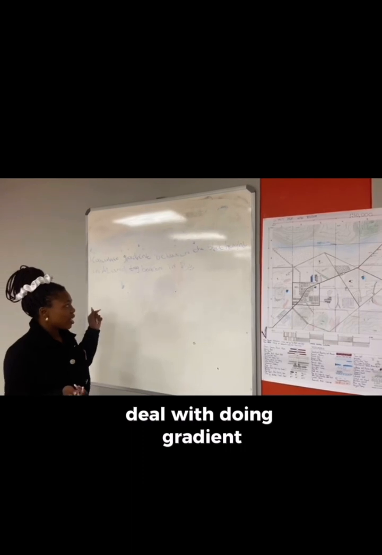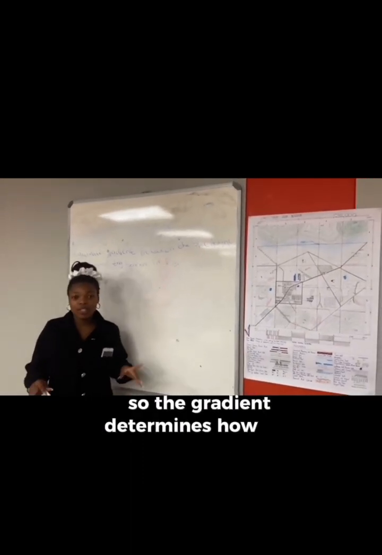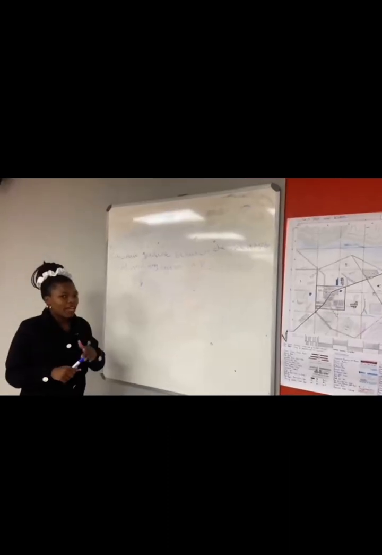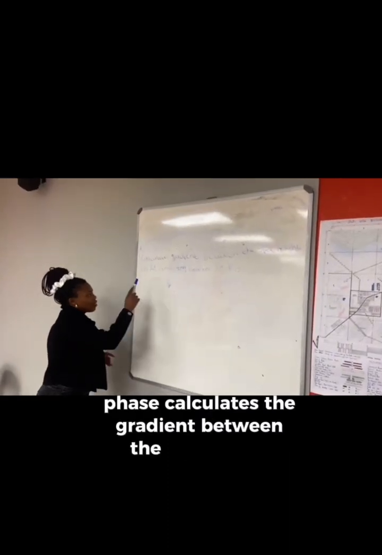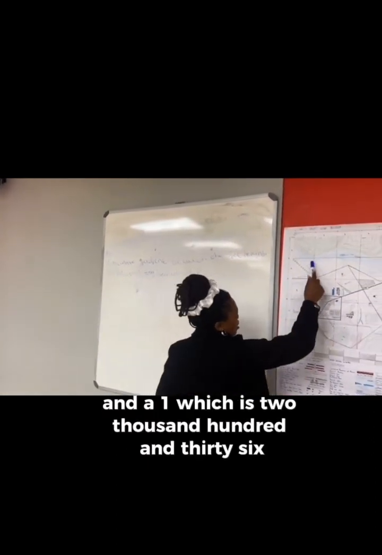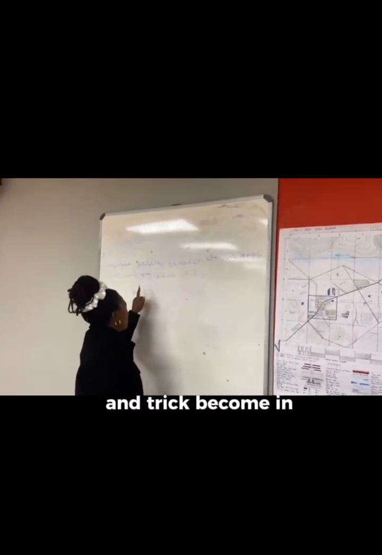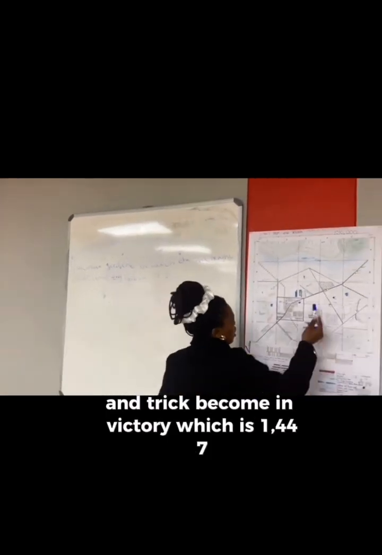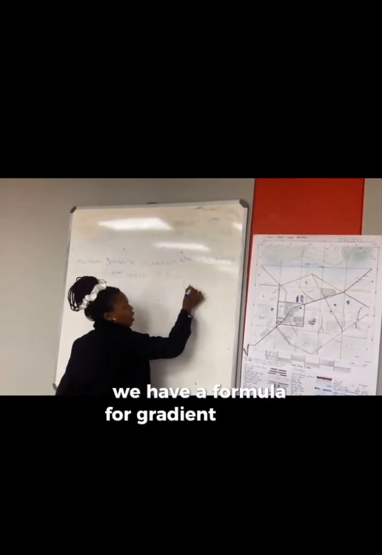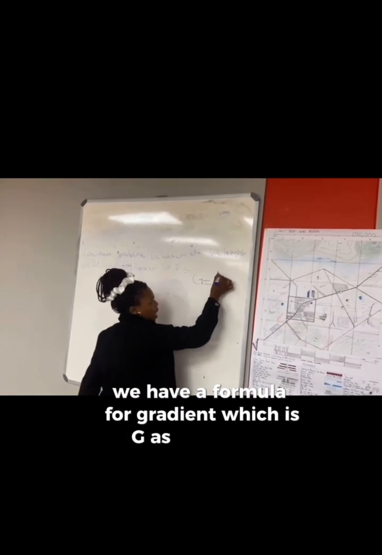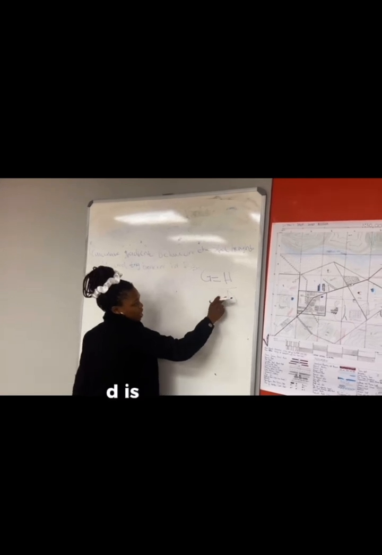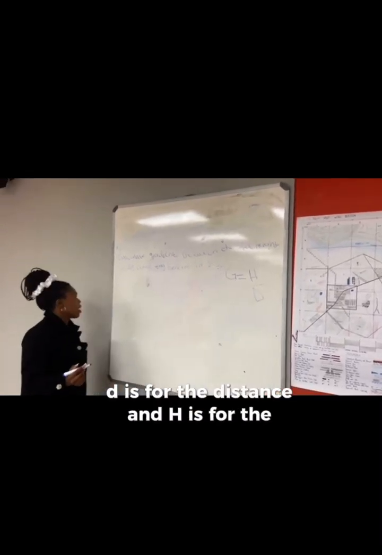We'll be doing gradient. So the gradient determines how the slope is. It's either gentle or steep. It says calculate the gradient between the spot height in A1, which is 2,136, and the trig beacon in B3, which is 1,447. We have a formula for gradient, which is G is equal to H divided by D. D is for the distance and H is for the height.